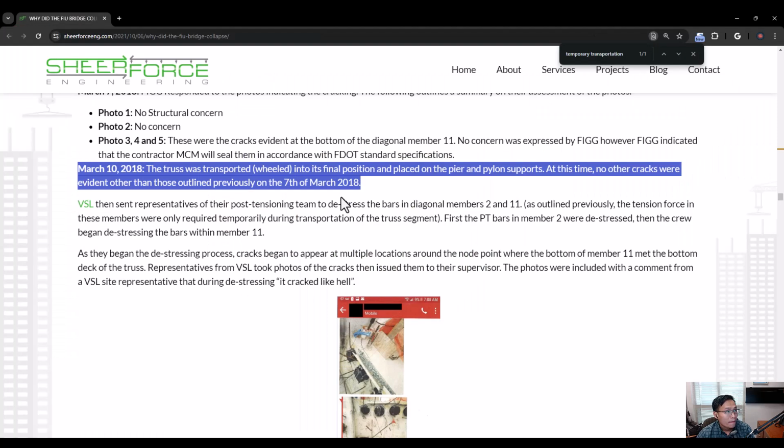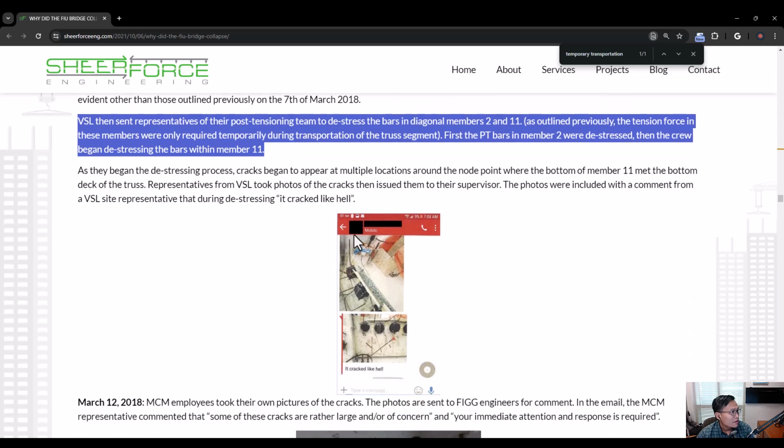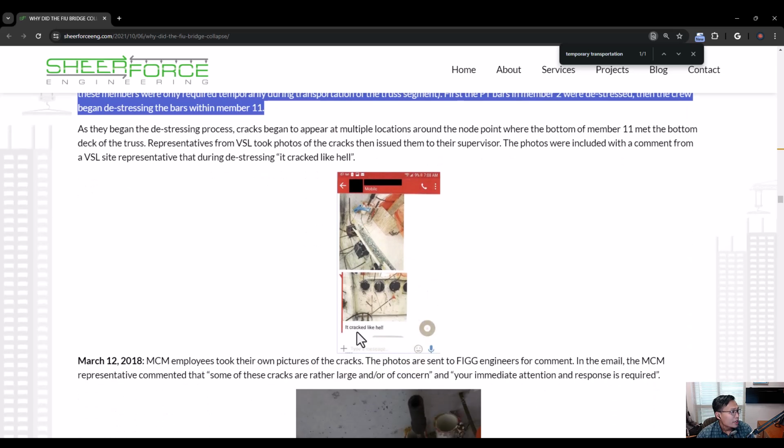And then VSL found a crack over here, and they sent the photo to their supervisor. They said that it cracked like hell. So the subcontractor found there's a crack, and they think it is a big problem, and they updated the supervisor.